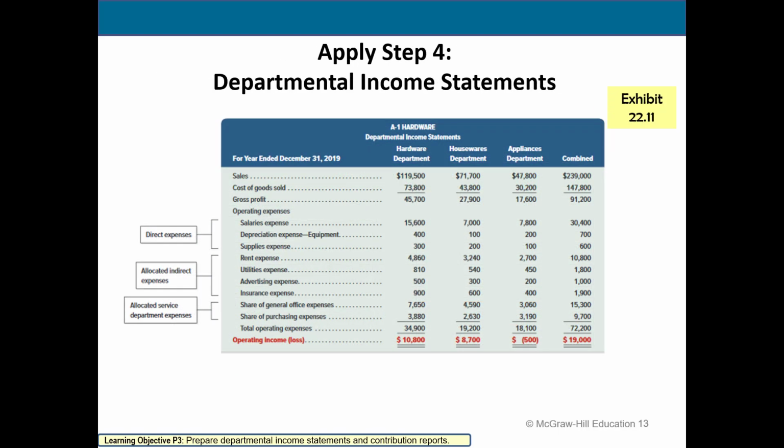And then the last step is creating the departmental income statement, which shows the totals for each of the operating departments. Here we're looking just at the hardware, housewares, and appliance departments. And you can see the operating income, or loss in the case of the appliance department.